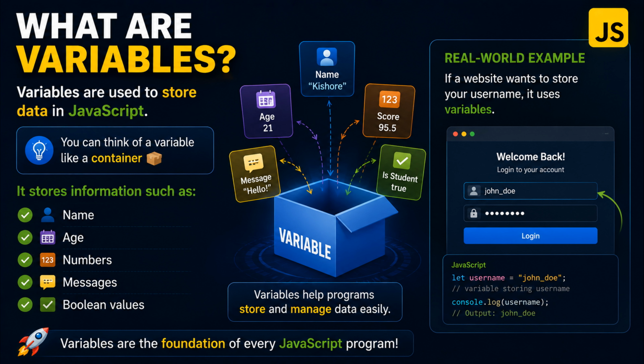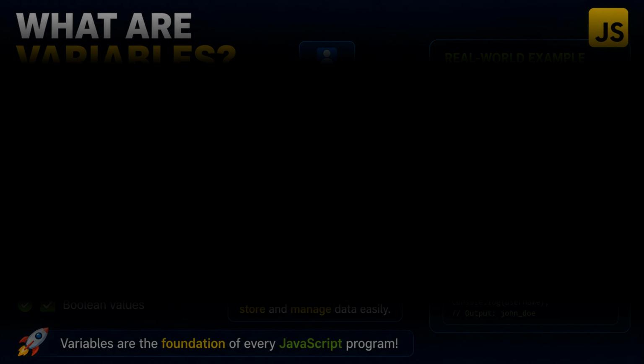Variables are used to store data in JavaScript. You can think of a variable like a container. It stores information such as name, age, numbers, messages, Boolean values. For example, if a website wants to store your username, it uses variables.